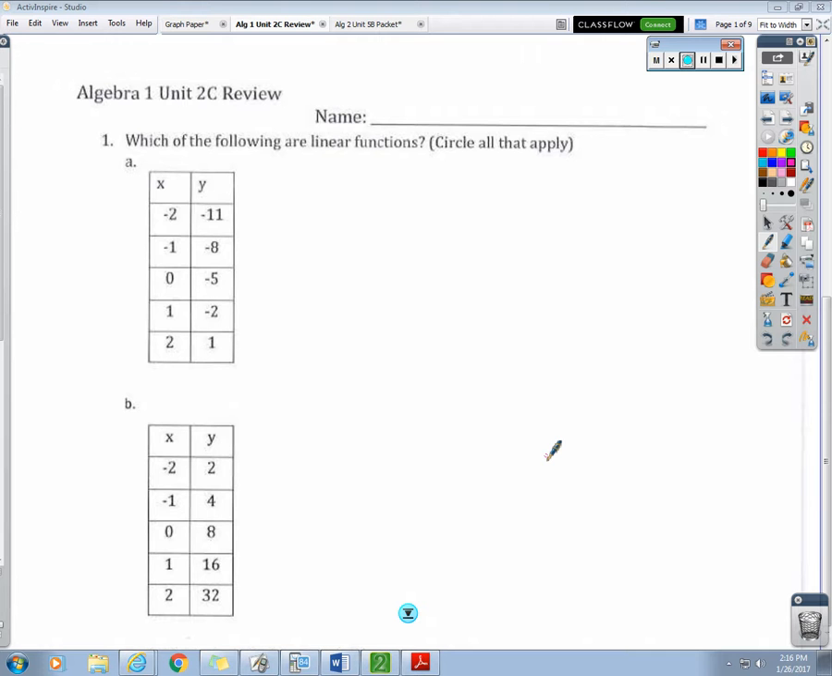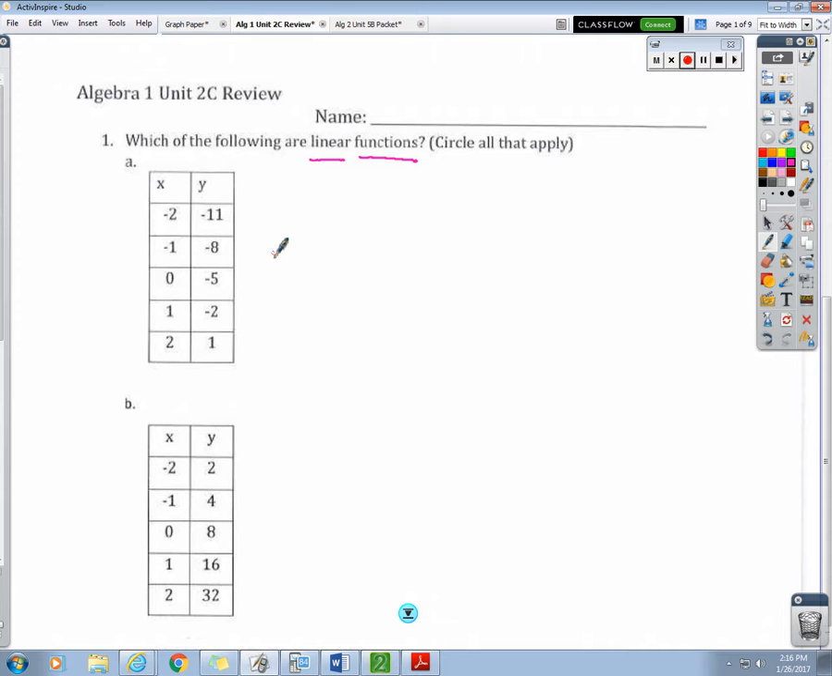Number 1 says which of the following are linear functions. Now, yesterday when people were working on this on their own, I know there was some confusion. People were just trying to decide if they were a function by looking at the x's as boys, the y's as girls, and seeing if they cheated. That's not what this question is about. They're all functions. All 5 of those are functions. They want to know which ones are linear, which means have a constant rate of change, a constant slope.